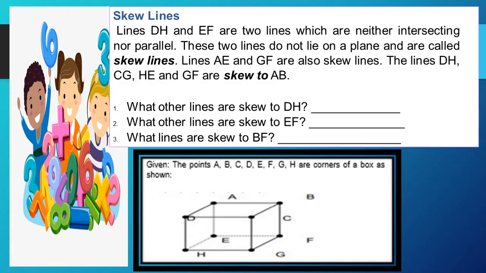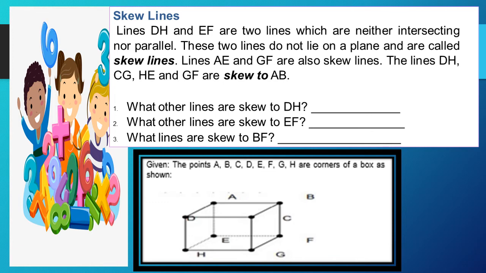Let's proceed with skew lines. Lines DH and EF are two lines which are neither intersecting nor parallel. These two lines do not lie on a plane and are called skew lines. Lines AE and GF are also skew lines. Lines DH, CG, HE, and GF are skew to AB.